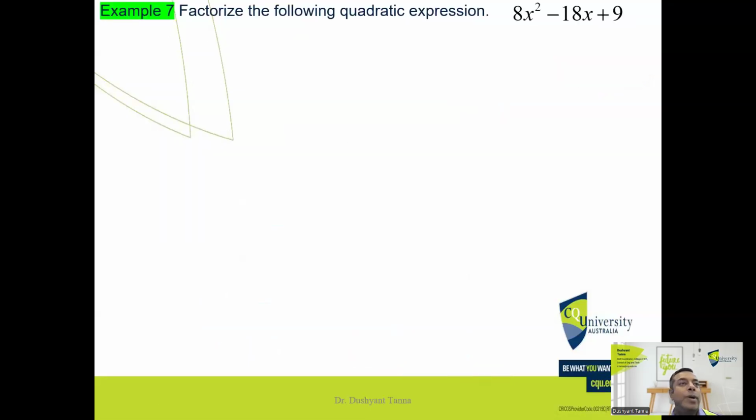Next question: 8x squared minus 18x plus 9. Give this a go.